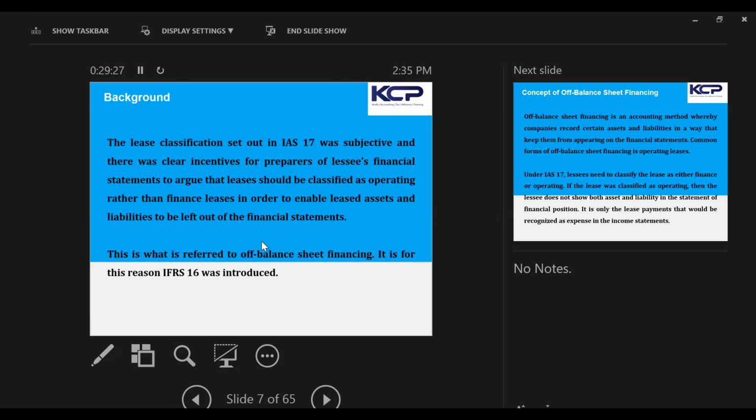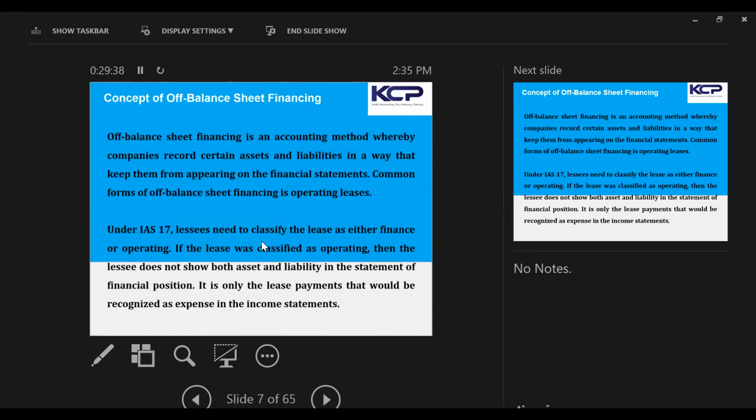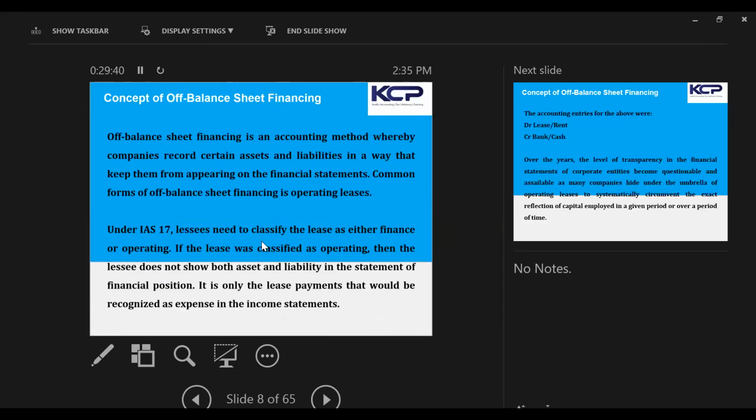This is what we refer to as off-balance sheet financing. It is for this reason that IFRS 16 was introduced. What then is off-balance sheet? I will not waste time on this, I've explained all of that.